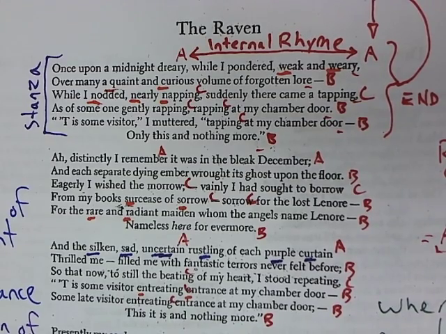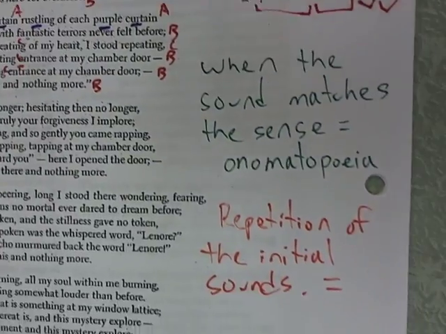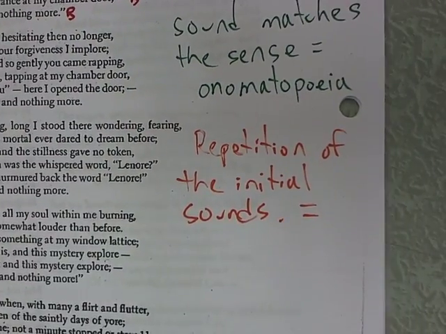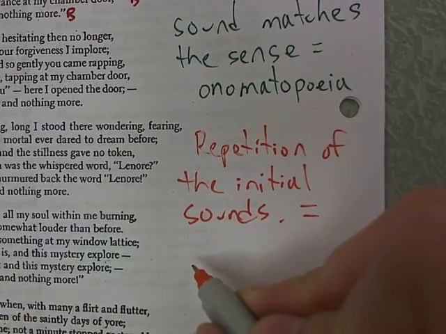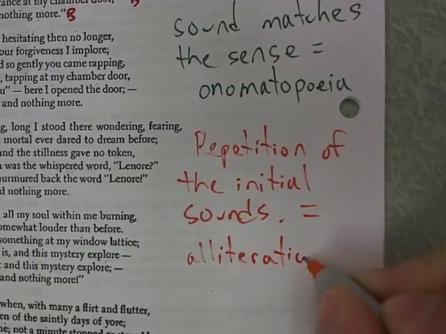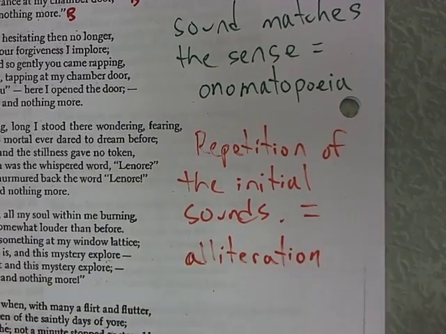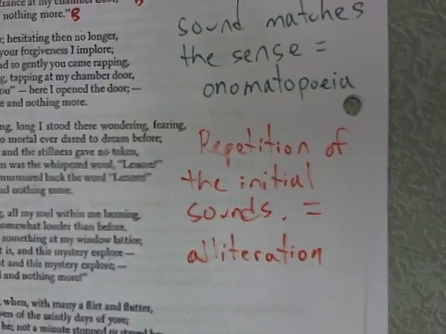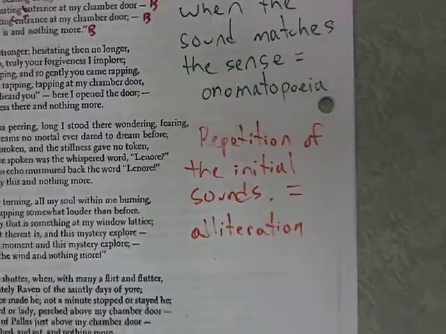Maybe it's just me. It's awkward. So repetition of the initial sounds. What do we call that? Alliteration is correct. It's alliteration. So he is using all of the above in this poem.